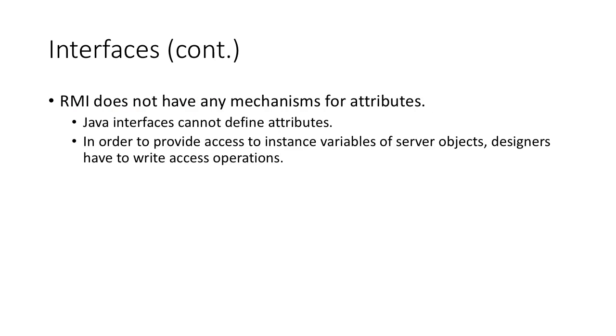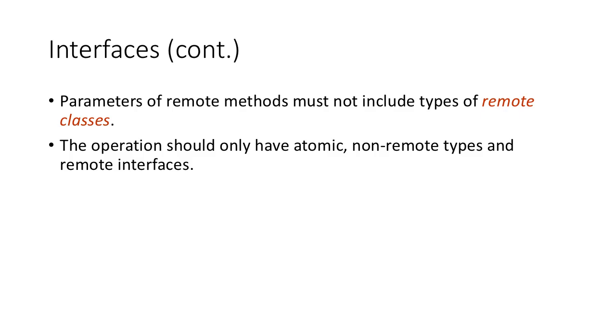RMI doesn't have any mechanisms for attributes. The interfaces can't define the attributes. In order to provide access to instance variables of server objects, designers have to write access operations, getters, setters, things like this. Parameters of remote methods must not include types of remote classes. The operation should only have atomic, non-remote types and remote interfaces.